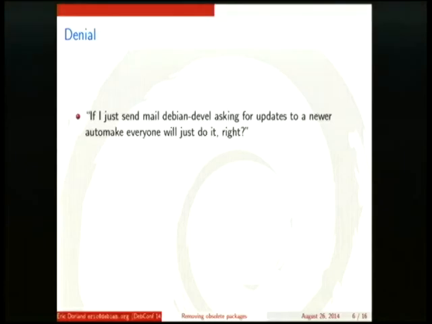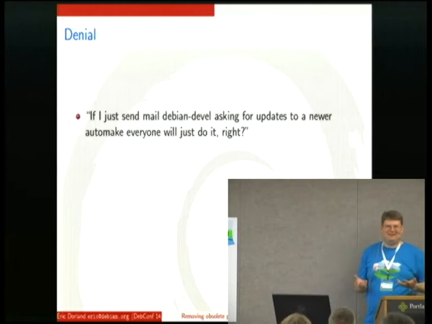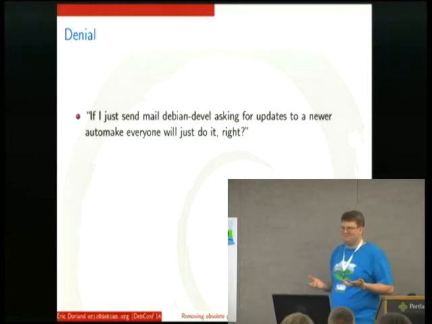The first stage is denial. All right? So if I send mail to debian-devel asking everyone to very nicely move off of these old versions of automake, they'll just do it, right? I mean, does everyone agree that that's what will happen?